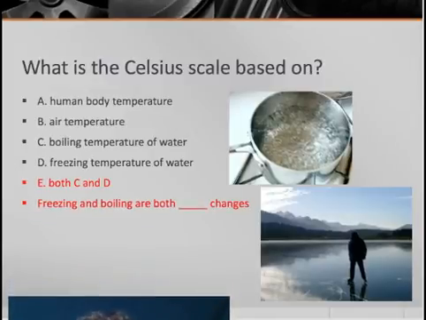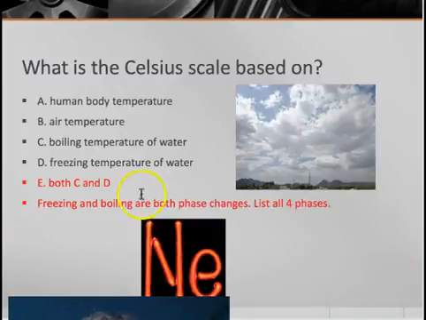Freezing and boiling are both what kinds of changes? Are they physical changes or chemical changes? Do they change the actual chemical structure of the molecules, or do they just change the phase, the solid, liquid, gas, plasma? If you said phase changes, you're correct. Or physical changes, they're not chemical changes. If water freezes, it's still water.